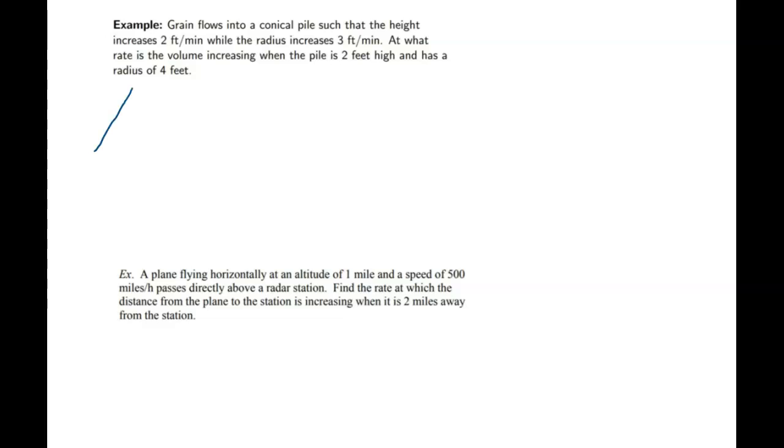Let's draw our picture. So our cone, think of like making a pile. It's going to look like that. And we have a radius, and we have a height. Okay. So volume of a cone, 1/3 pi r squared h, again, a third of the volume of a cylinder, essentially.